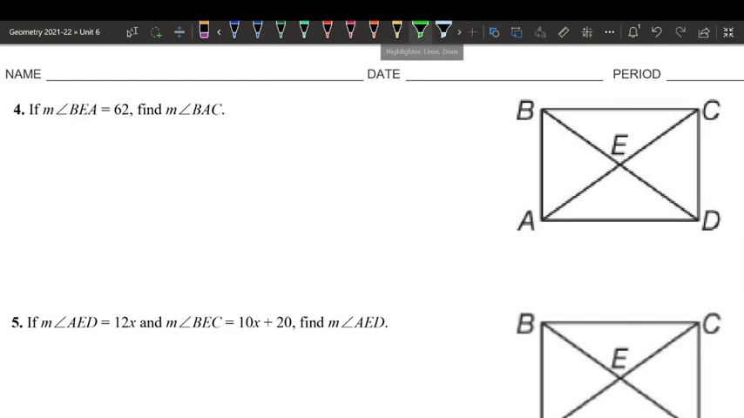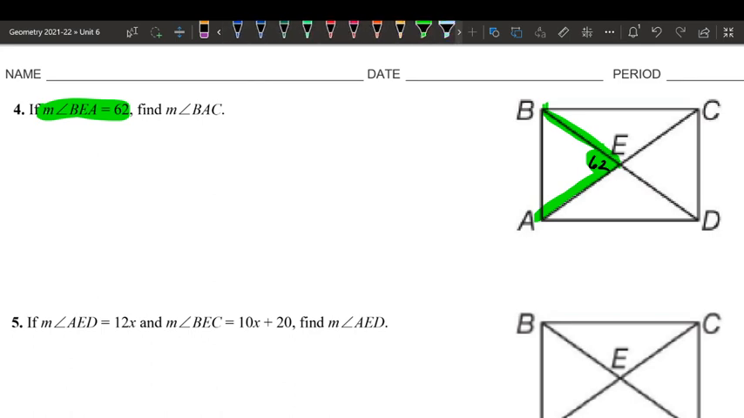All right, so the measure of BEA is 62 degrees. So B to E to A. This one is a tricky one. That angle is 62 degrees, so I'm talking about this angle right here. And I'm going to go ahead and fill it in with a 62. Find the measure of BAC. All right, so where's BAC? BAC, that is this angle. I'm going to do this differently.